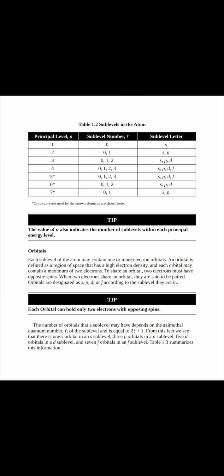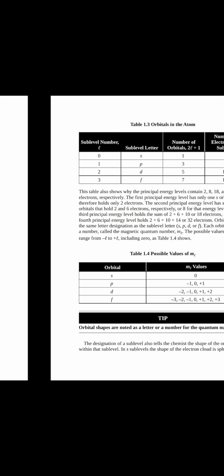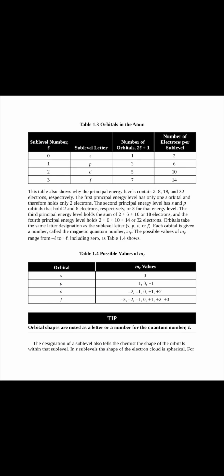The number of orbitals that a sublevel may have depends on the azimuthal quantum number, L, of the sublevel and is equal to 2L plus 1. From this fact, we see that there is 1 s orbital in an s sublevel, 3 p orbitals in a p sublevel, 5 d orbitals in a d sublevel, and 7 f orbitals in an f sublevel. Table 1.3 summarizes this information.